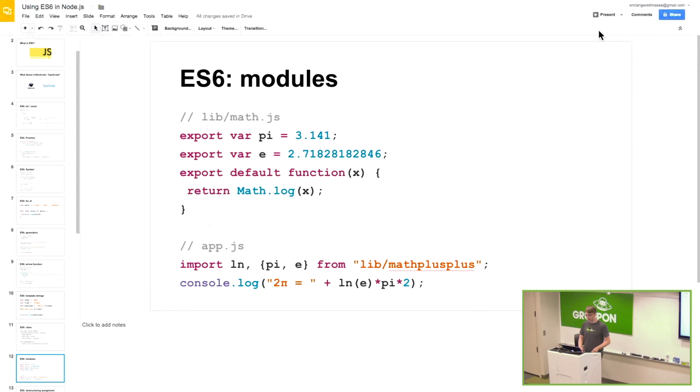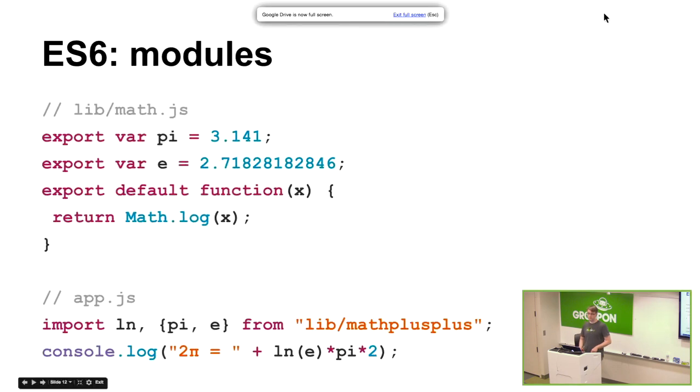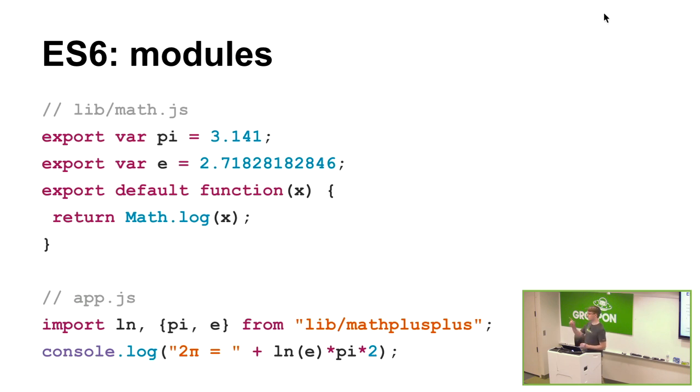Any other questions about modules? Yeah. I see you did export var pi up there. Could you put export const pi in there? Probably, yes. Okay. Even though const is not used, is the variable mutable? Pi? Can it be changed?